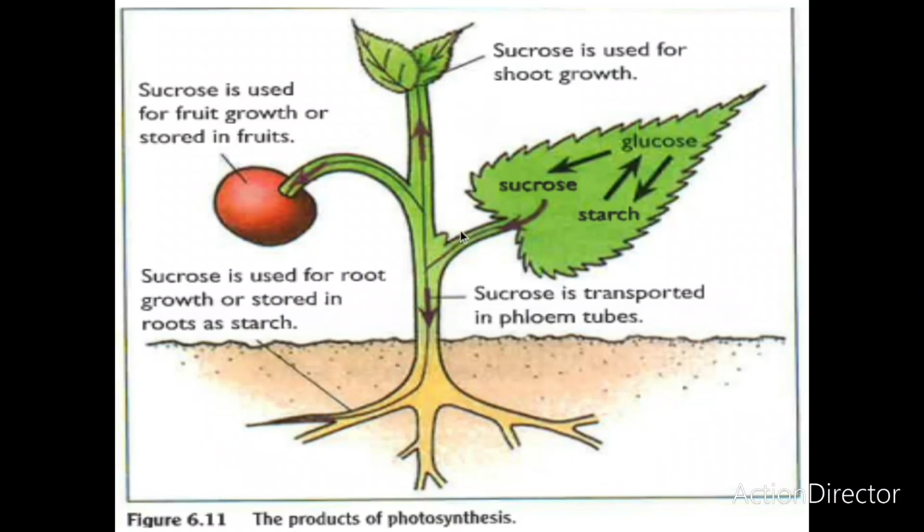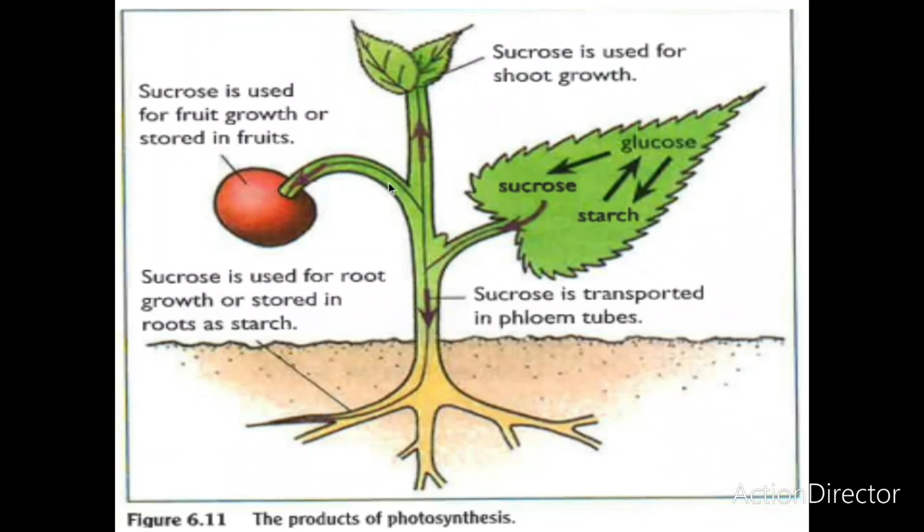So after sucrose has been transported to the rest of the plant, some of it is used for shoot growth. And in this diagram, we can see that some of the sucrose is used for fruit growth and some of it is stored in fruits. Some of the sucrose that is transported in phloem tubes goes to the roots, and the sucrose is used for root growth, and some of it is stored in the roots as starch. So basically this is what happens to glucose after photosynthesis.